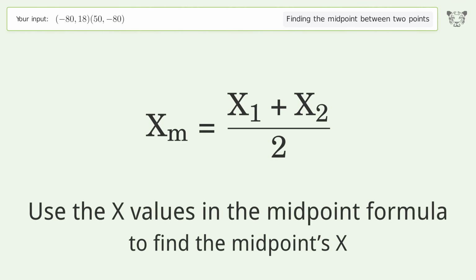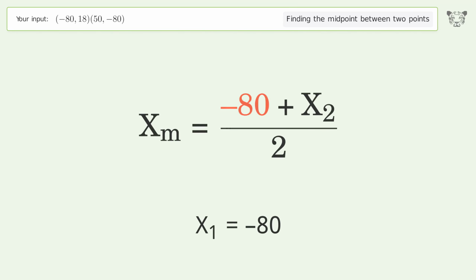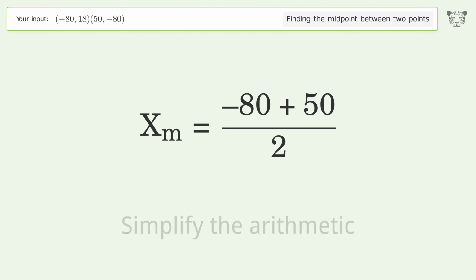Use the x values in the midpoint formula to find the midpoint's x. x1 equals -80. x2 equals 50. Simplify the arithmetic.